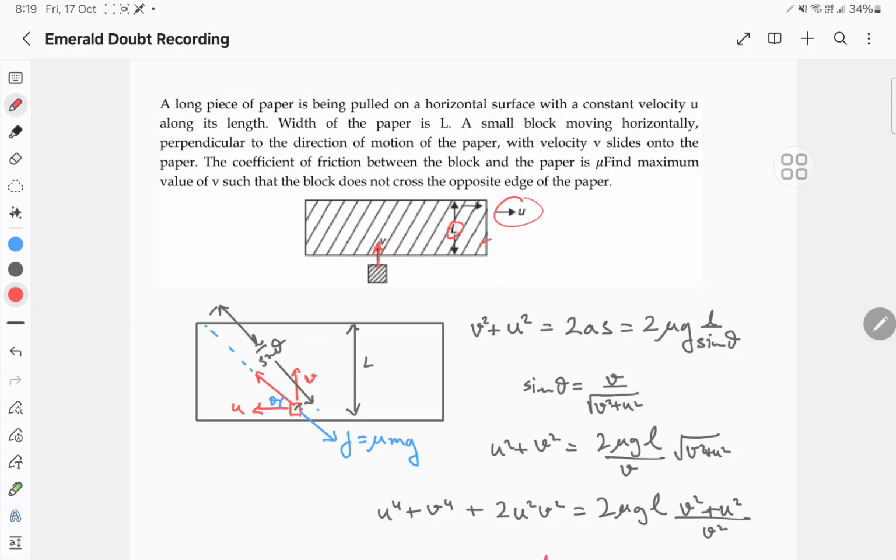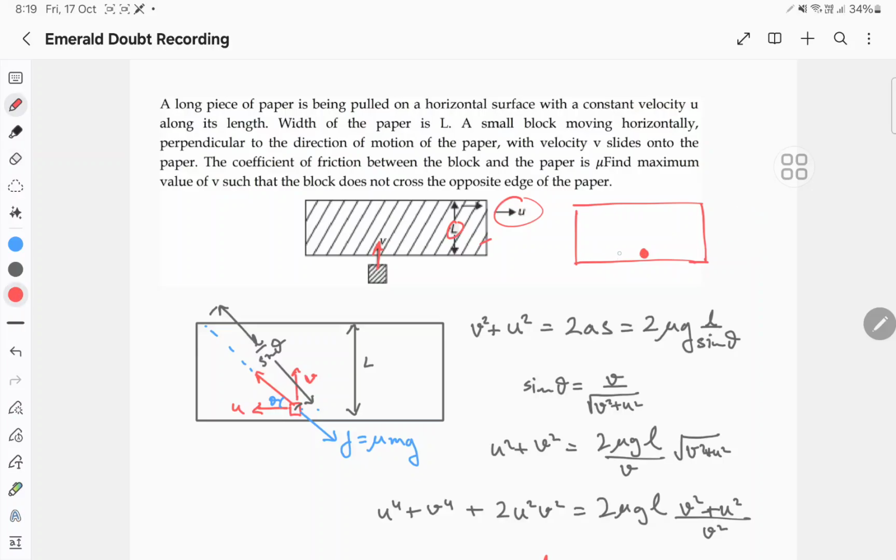So for a very high v it is going to cross, so there has to be a certain v till which it just stops at the other side. What kind of motion is going to be on the paper? As soon as it gets on the paper, with respect to the paper, what is the motion felt? Say something is stationary and you put it on a paper which is itself moving with a certain velocity u. With respect to the paper, what happens?